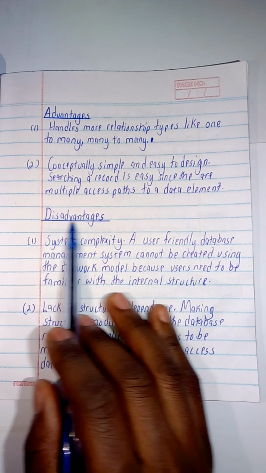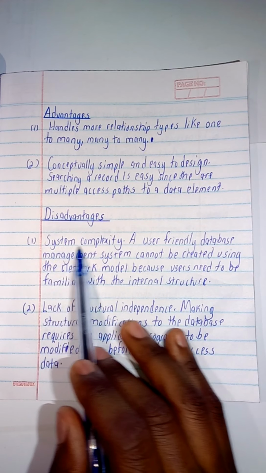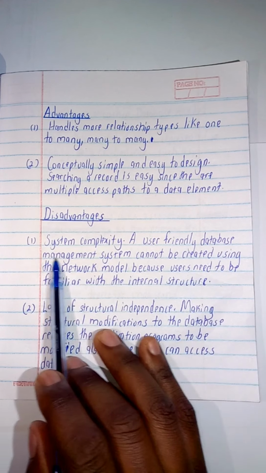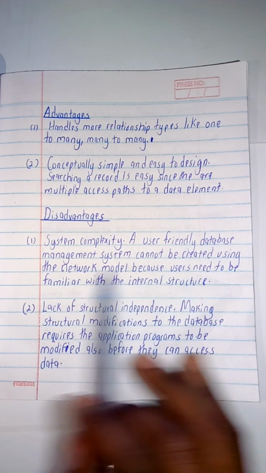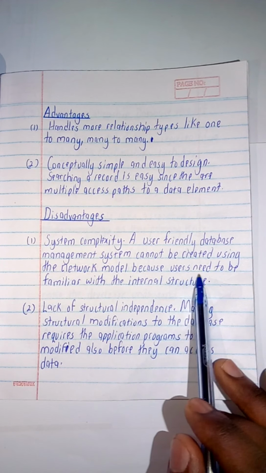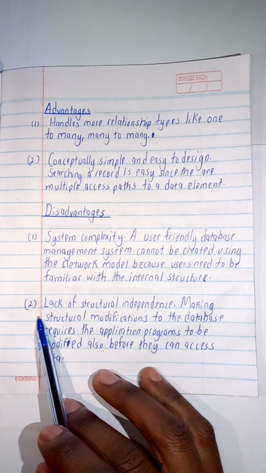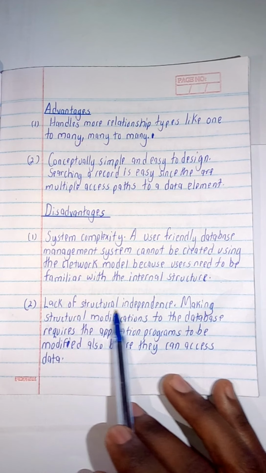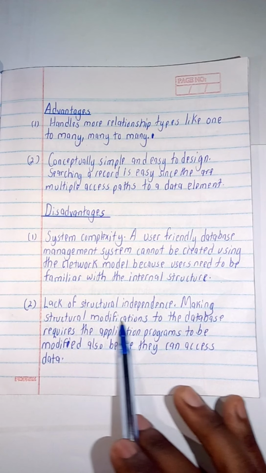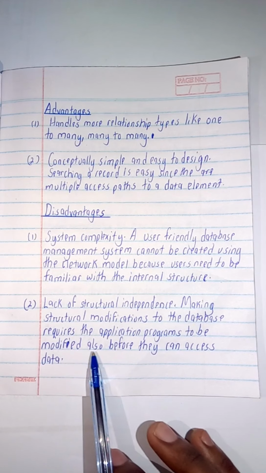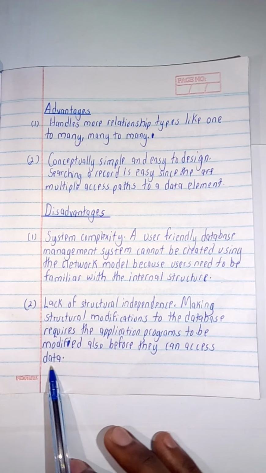Then I have the disadvantages. System complexity: a user-friendly database management system cannot be created using the network model, because users need to be familiar with the internal structure. Disadvantage number 2, lack of structural independence. Making structural modifications to the database requires the application programs to be modified also before they can access data.